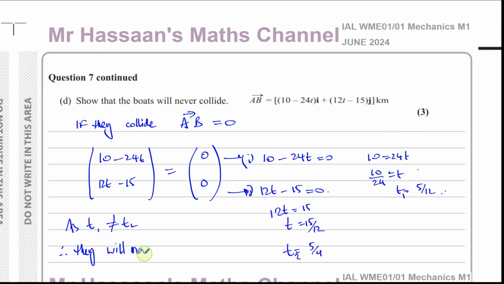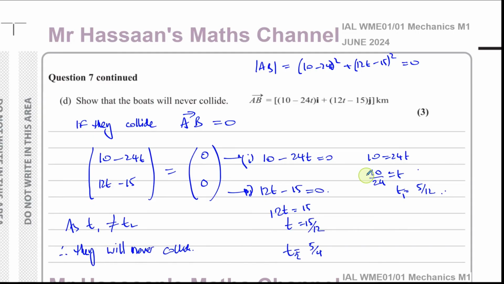That's one way, and probably the easiest way of doing it. We could also find the magnitude of the vector A to B by squaring this. So you have 10 minus 24t squared, plus 12t minus 15 squared. And we could find when the magnitude of this vector is equal to 0. We could then equate this to 0. They'll collide when the magnitude of the vector between A and B is 0. It means there's no distance between them. And then when we try to solve for t, you'll see that you won't get any solutions for t.